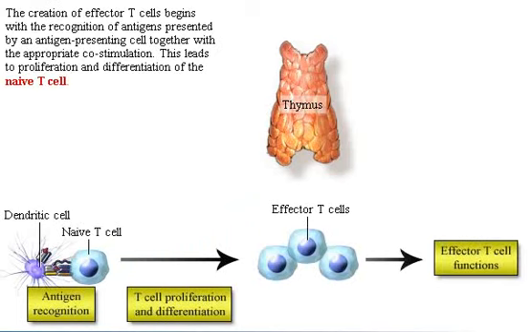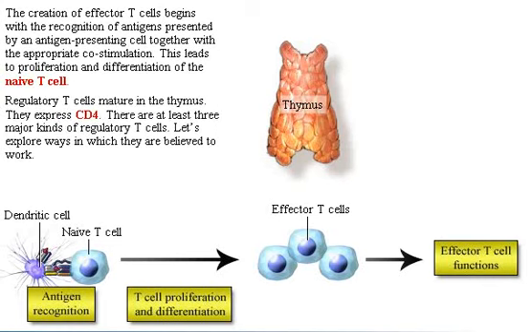As we've seen, the creation of effector T cells begins with the recognition of antigens presented by an antigen-presenting cell together with the appropriate co-stimulation. This leads to proliferation and differentiation of the naive T cell into effector T cells, which then carry out various functions. Regulatory T cells are also effector T cells. They are derived from the same line of CD4 expressing cells as helper T cells in the thymus.